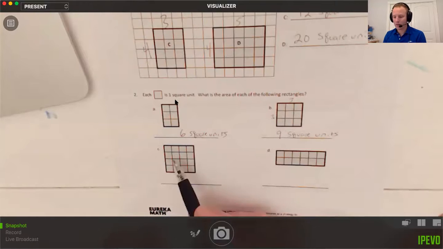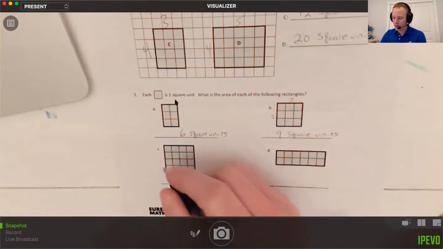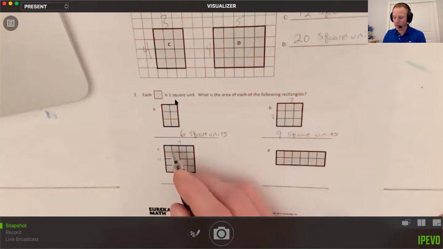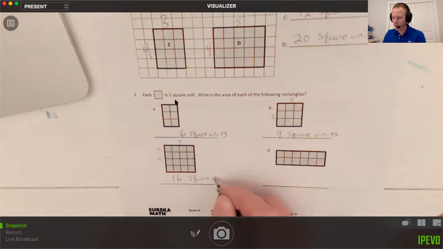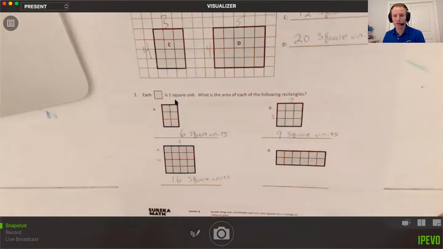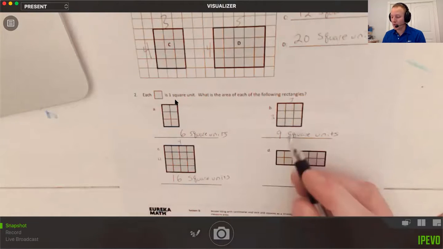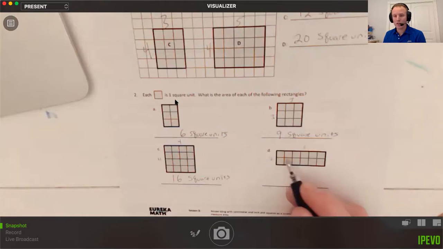I'll go on to C, and I'll see that there's 4 rows of 4. So again, 4, 8, 12, 16. 16 square units. Notice I'm paying really close attention to making sure that I have square units on all of my solutions. And then lastly, I have a 2 by 1, 2, 3, 4, 5, 6. So I have 2 rows with 6 in each row. That's exactly the same as the one I did on the first problem, and it's 12 square units.